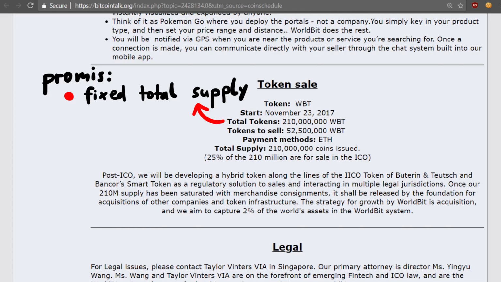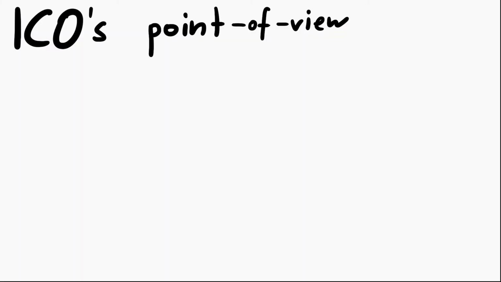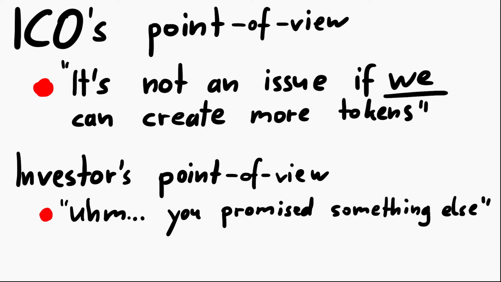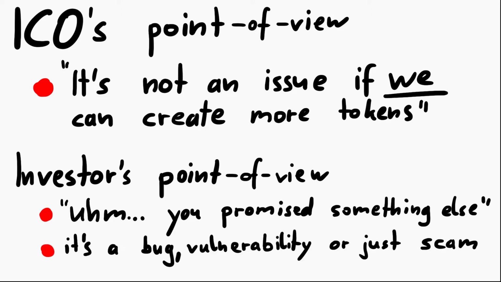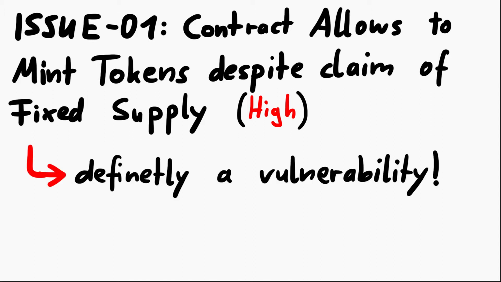But this contradicts what they promised. They promised limited availability, but actually implemented unlimited availability. From the point of view of the ICO, this is not really a security vulnerability. They are the owner, they are in control, why would they care? But from the point of view of an investor who would like to buy these tokens, I think this is a big issue. This contract is now very unfair, but the main issue is that the contract contradicts promises that were made. So the issue could be titled "Contract allows to mint tokens despite claim of fixed supply." And that for me is a vulnerability.